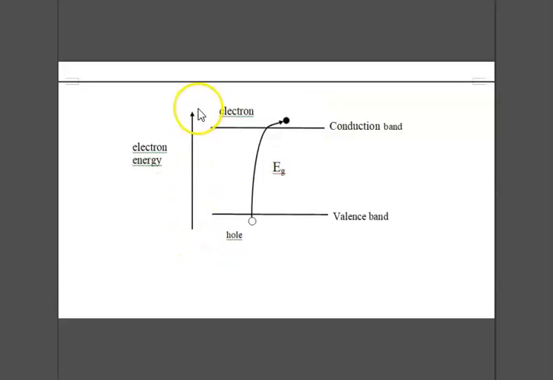So we added a vertical axis, and we call that vertical axis the electron energy. As the energy goes up, the number becomes higher and higher.